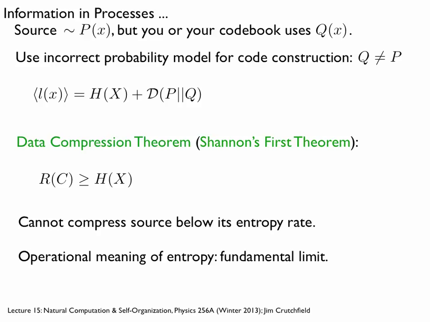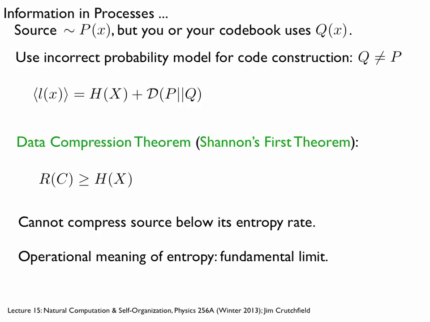So you can measure how bad your model or encoding distribution is by using the relative entropy. You can show, and Cover and Thomas go through this, that the average code length is the entropy rate plus the distance, in this informal sense, the information gain between P and Q. And that sets us up for Shannon's first theorem.